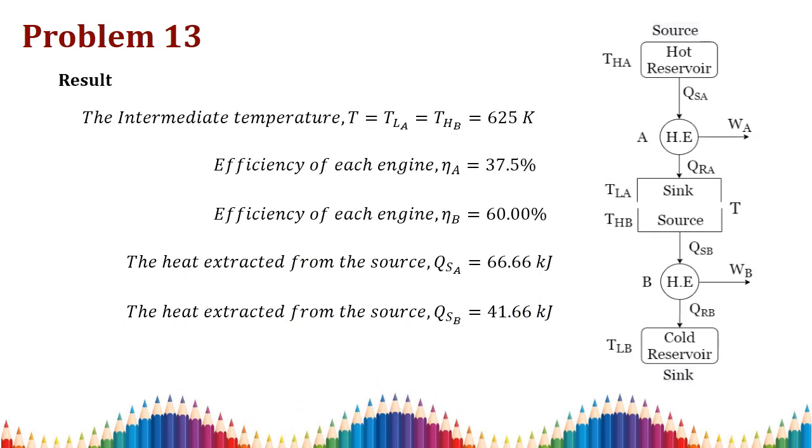So as a result, the temperature is equal to 625 Kelvin, the efficiency of A is 37.5% and the efficiency of B is 60%. Then QsA, the heat extracted from source A, is 66.66 kilojoule, and the heat extracted from the source here is 41.66 kilojoule.